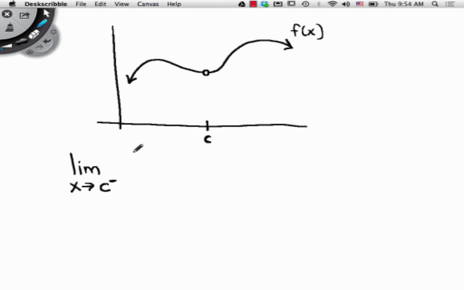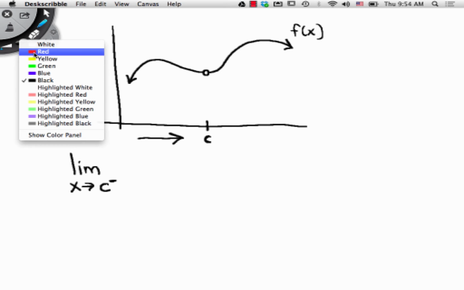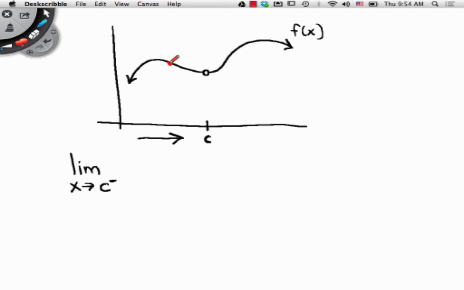That negative only means one thing. It doesn't mean C is negative. It simply means I'm approaching C from the left. That's all it means. Does that make sense? So I'm approaching C from this direction, right here. So what I'm doing is, if this is a point, the point is going in this direction, the ordered pair. So as x travels towards C, f of x is getting closer and closer to the open hole.